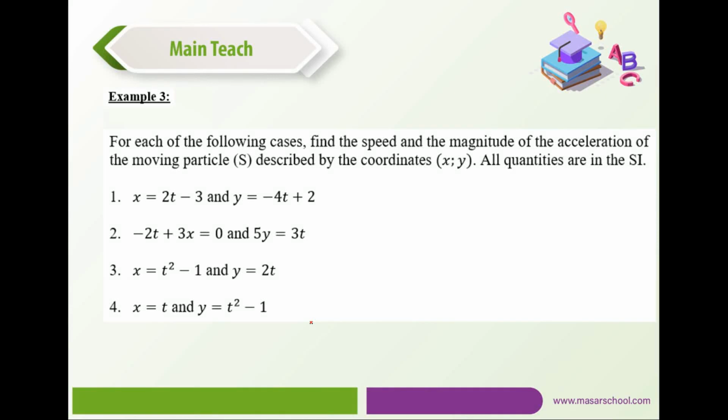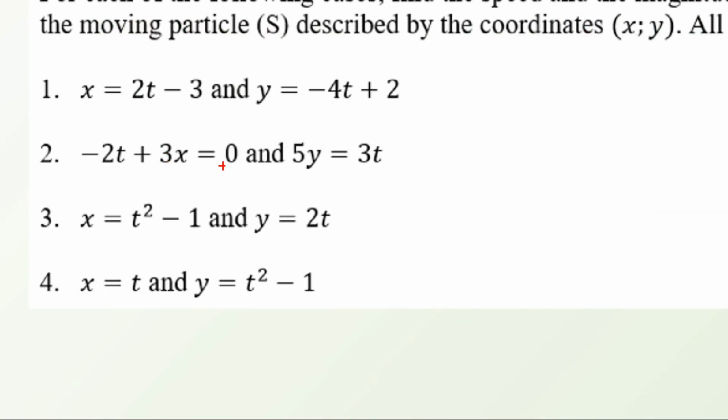Now example 3: for each of the following cases, find the speed and the magnitude of the acceleration of the moving particle described by the coordinates x, y. All quantities are in SI. Then you know that speed is basically related to the velocity, and the magnitude of acceleration is related to acceleration. Both velocities and acceleration can be determined from the position using calculus. However, here, since we have two variables of motion x and y, and the motion occurs in a plane, then the speed would not be solely vx or vy, it would be the sum, but which sum? The Pythagorean sum.